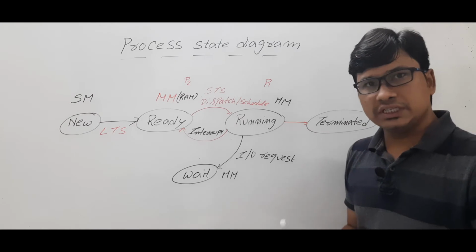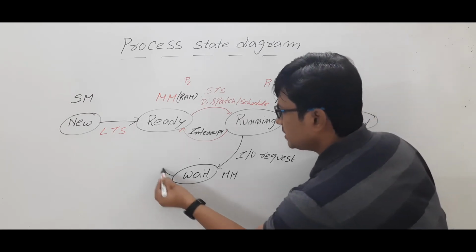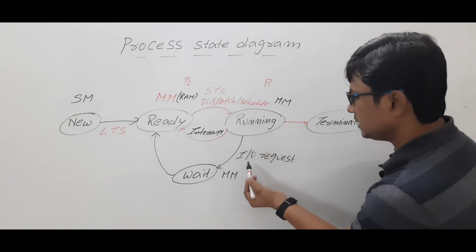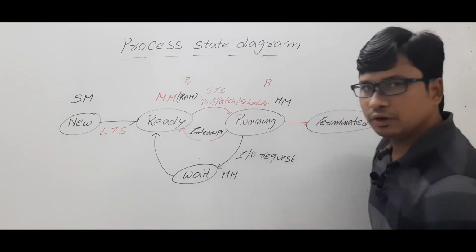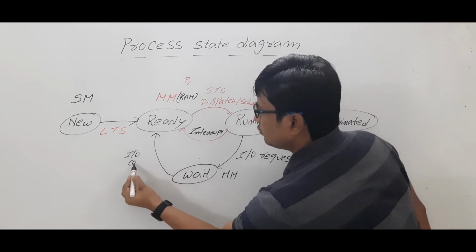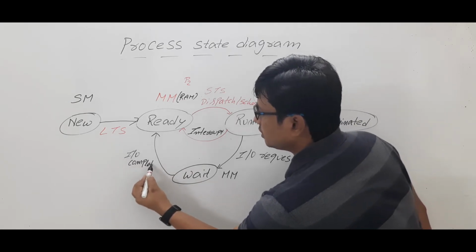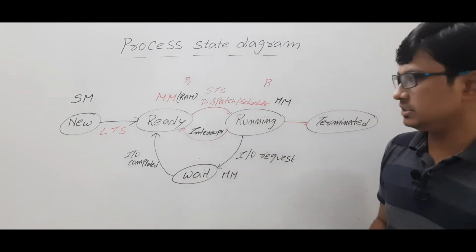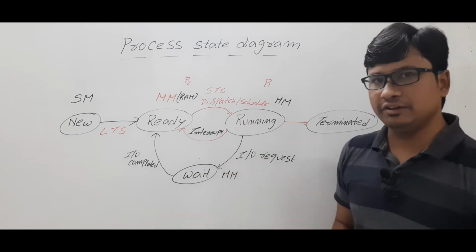Once the IO request is completed, it will be sent to the ready state, not to the running state. See, from the running state, an IO request came, so it went to the wait state. Once the IO request is completed, it will be shifted to the ready state. From the ready state, again it will be scheduled to the running state. Is it clear? I hope it is clear till now.